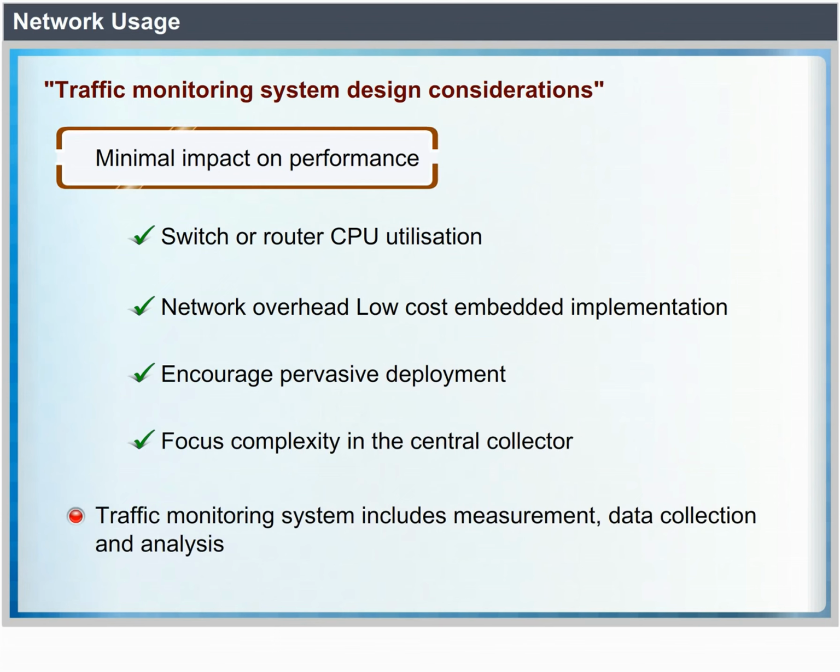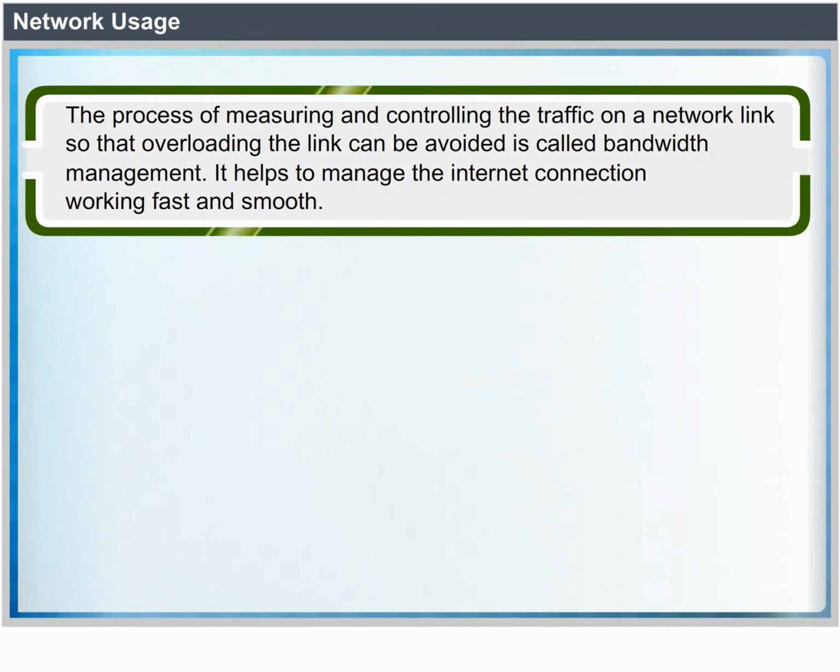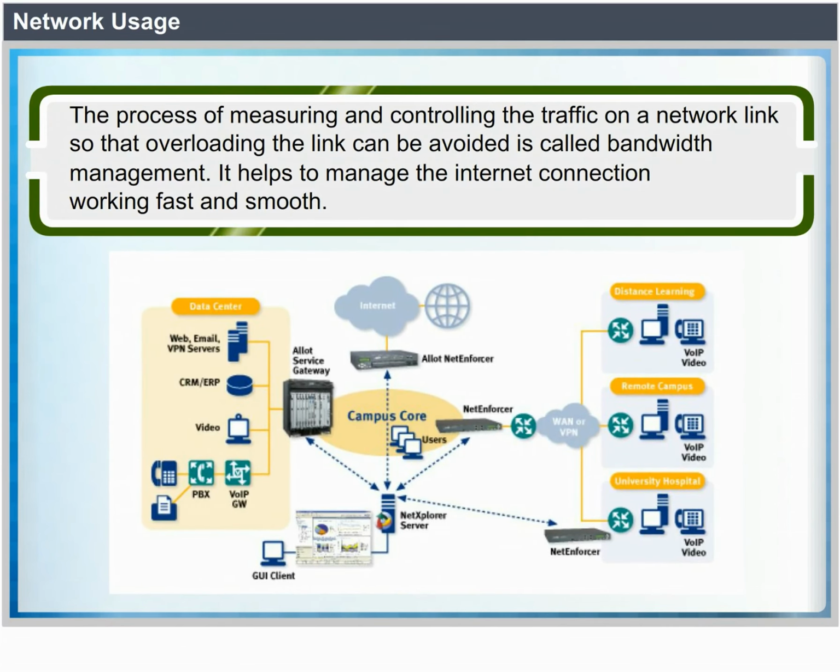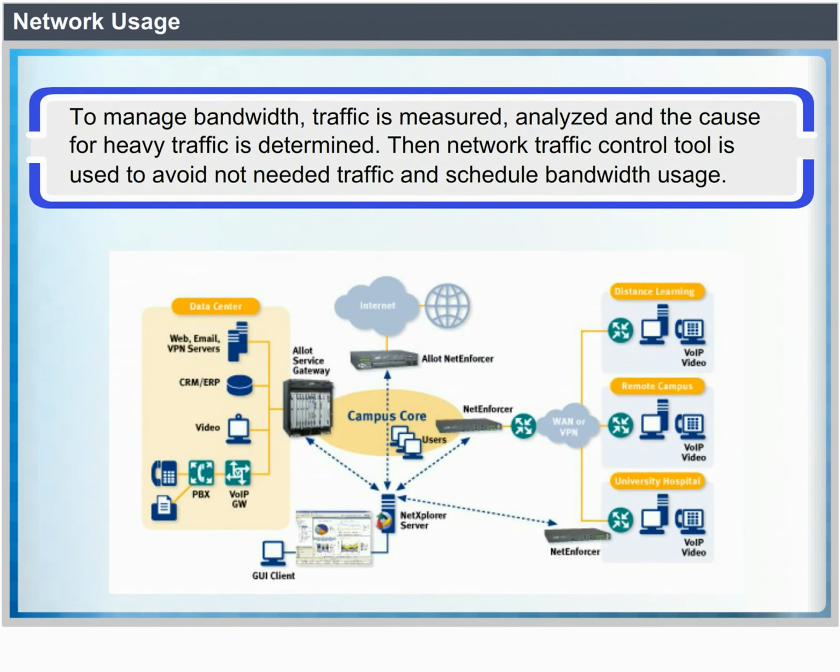The process of measuring and controlling the traffic on a network link so that overfilling the link can be avoided is called bandwidth management. It helps to keep the internet connection working fast and smooth. To manage bandwidth, traffic is measured, analyzed, and the cause for heavy traffic is identified. The network traffic control tool is used to avoid unwanted traffic and schedule bandwidth usage.